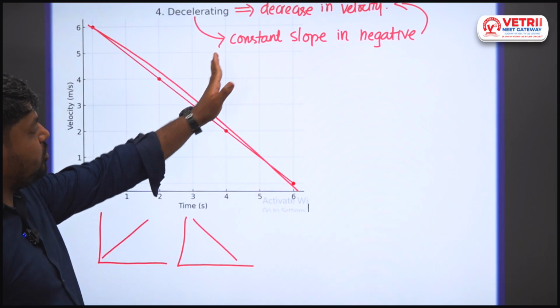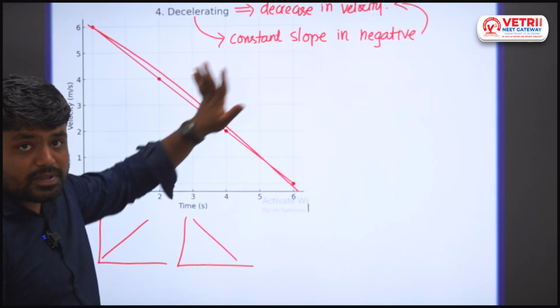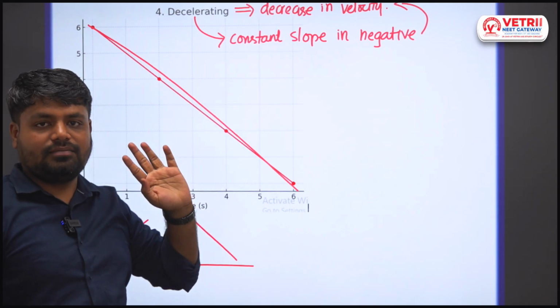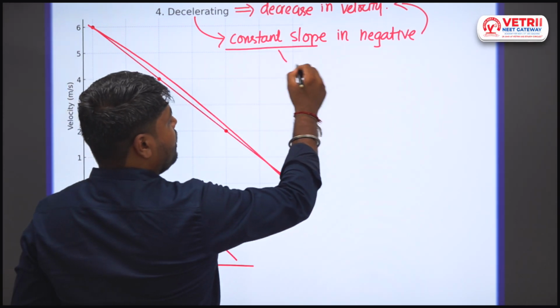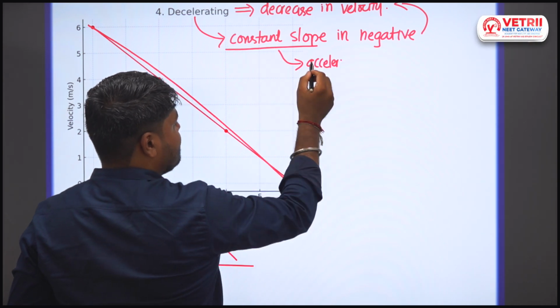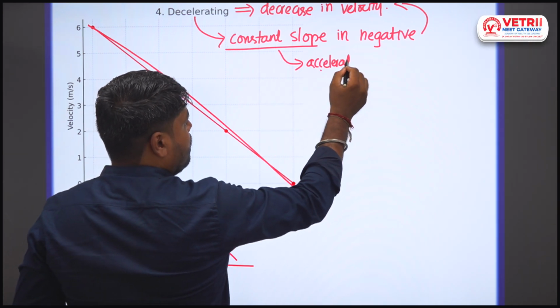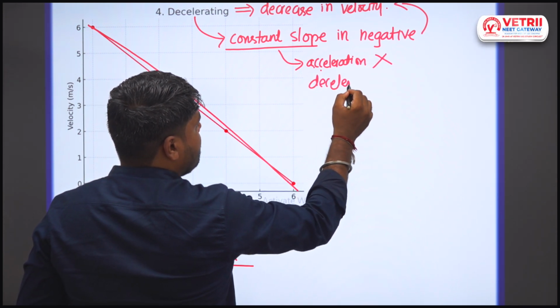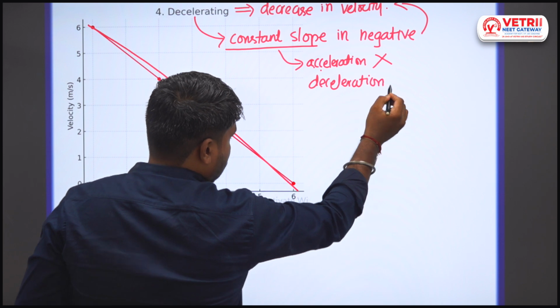So the slope is not decreasing here. The slope is constant only. Why is it negative? For the decrease in velocity. So here, what does the slope give you? Acceleration. Here also acceleration. Whether it is not accelerated, it is decelerated. So for deceleration only, we are saying decrease in velocity.